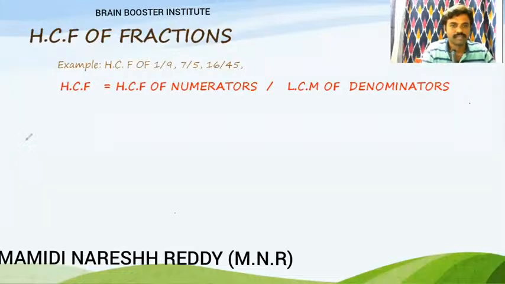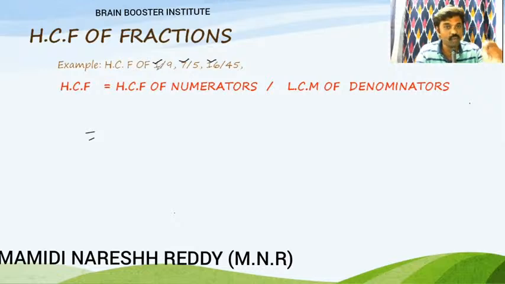Now let's see how we can find the HCF of these fractions using this formula. HCF is equal to the HCF of the numerators. The numerators are 1, 7 and 16. These three are co-primes. Got the point? The HCF of co-primes is always 1, because they have only 1 as the common factor. That's why they are called co-primes. So the final answer is 1.